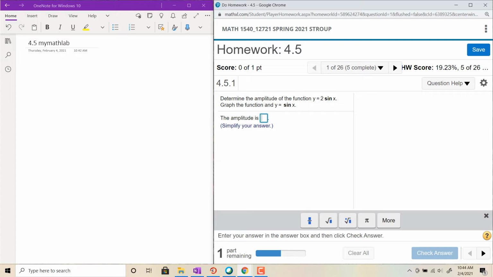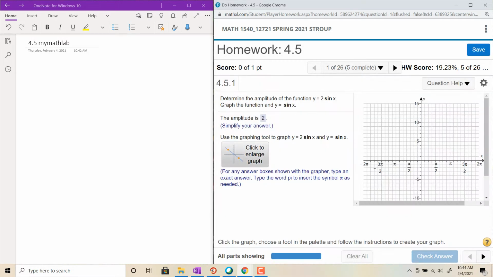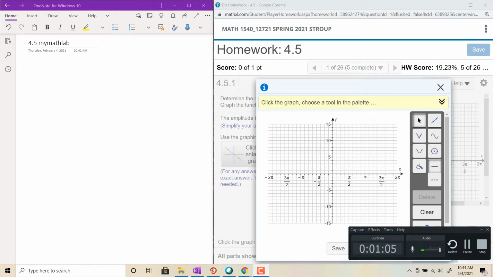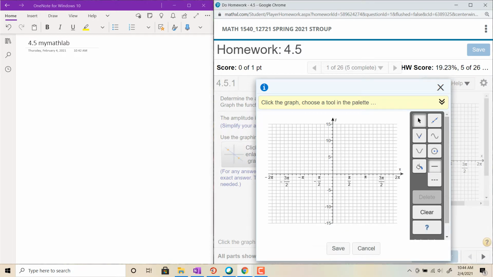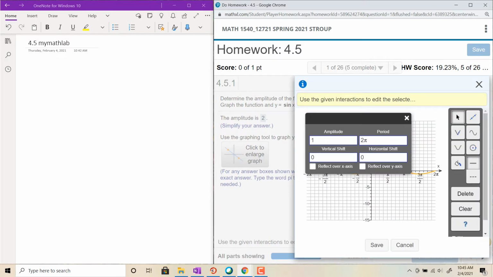Okay, so here, determine the amplitude of the function y equals 2 sine x. Graph the function y equals sine x. So the amplitude is just whatever's in front, right? So it's 2. Click to graph. This little button here is for cosine. This little button here is for sine. So you just click on the sine tool. You click anywhere, and it almost does everything for you. So the amplitude here is just 2.